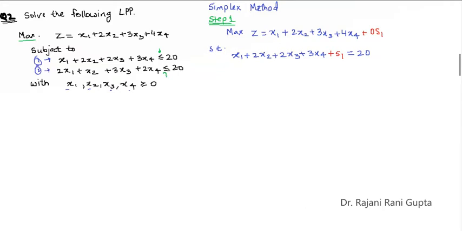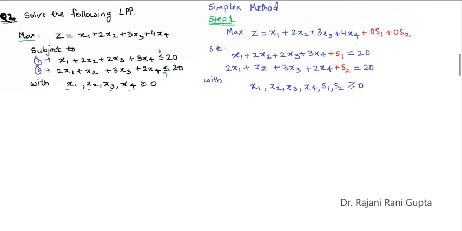If we take the second one, it is 2x1 plus x2 plus 3 times x3 plus 2 times x4. Again I want to make it equal, so we add another slack variable. We name it s2, again with 0 coefficient in the objective function. Now, with the condition that all these variables x1, x2, x3, x4 and the slack variables s1 and s2 are non-negative.